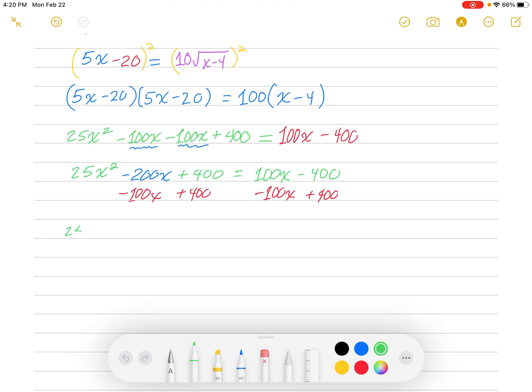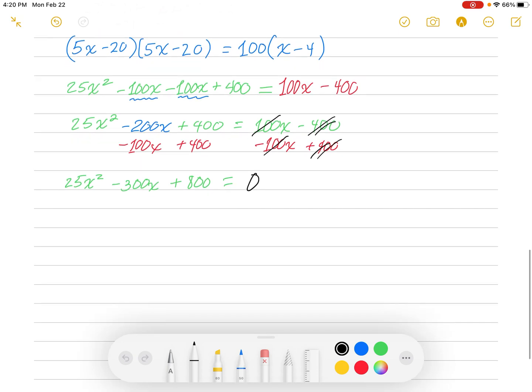That means on the left side, I'll have 25x squared. Negative 200x and negative 100x are going to be negative 300x. 400 plus 400 is going to be 800. And on the right side, we get some cancellations, right? We get 0. Now, this is a quadratic equation, and we can solve this by factoring, or we could solve this by using the quadratic formula.